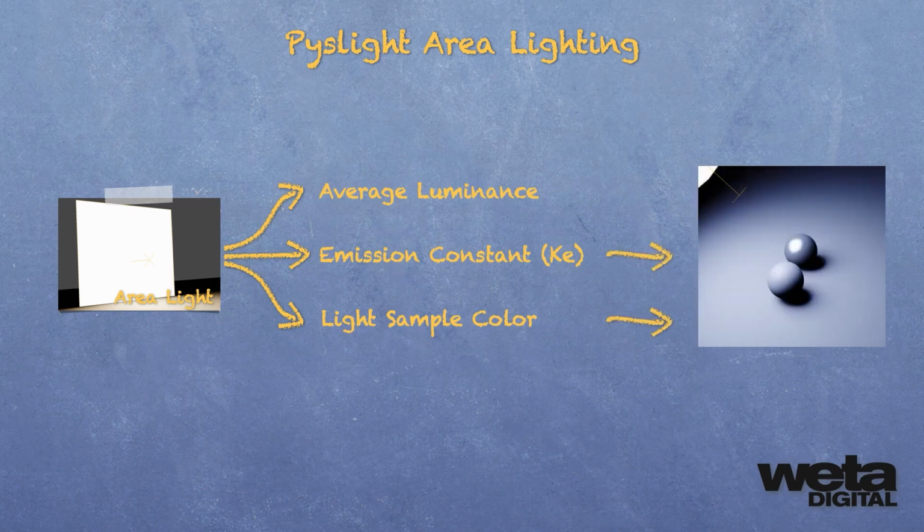Then we take the emission constant and the sample color, and we use that as the input intensity for our lighting. If the lighting method does not need the sample color, then it is just ignored.